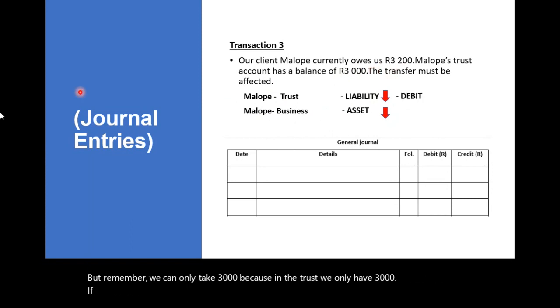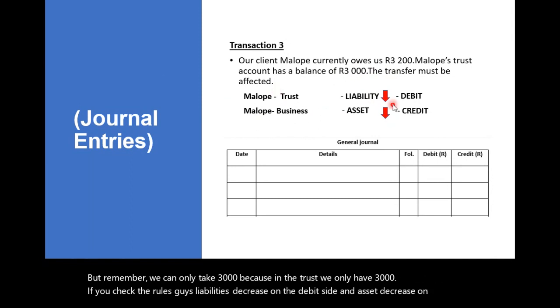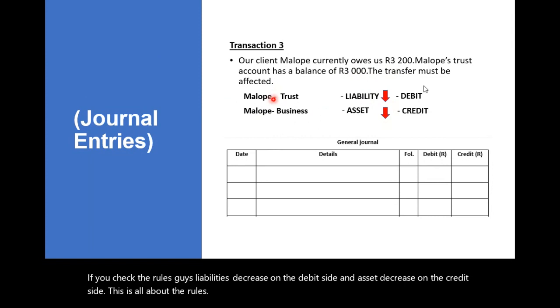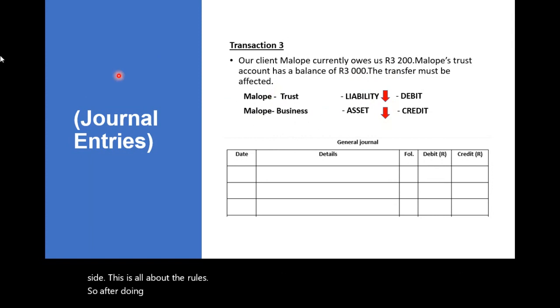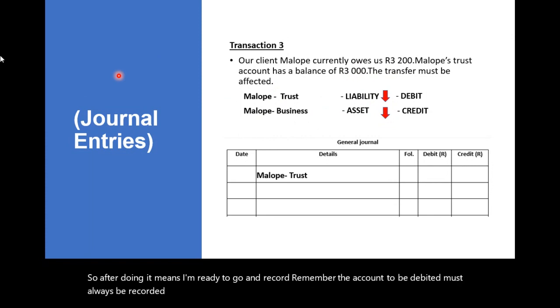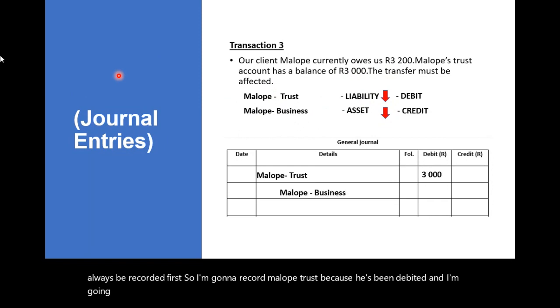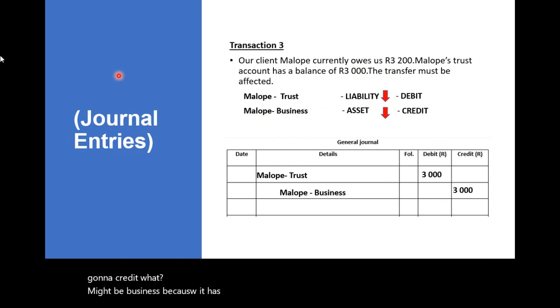Now, if you check the rules, guys, liabilities decrease on the debit side and assets decrease on the credit side. This is all about the rules. Okay, so after doing this, I'm ready to go and record. Remember, the account to be debited must always be recorded first. So I'm going to record Malope Trust because it has been debited, and I'm going to credit Malope Business because it has been credited.